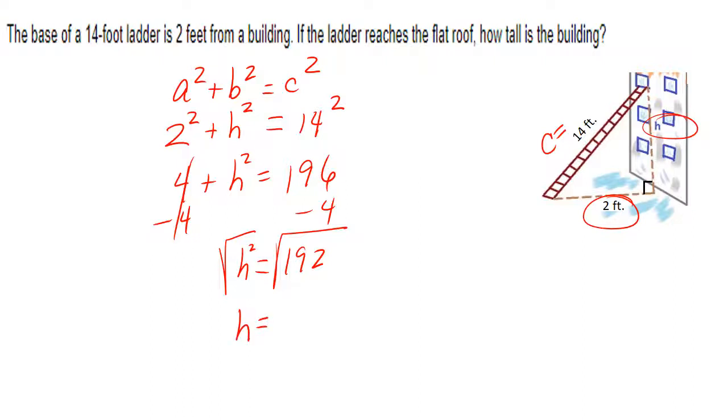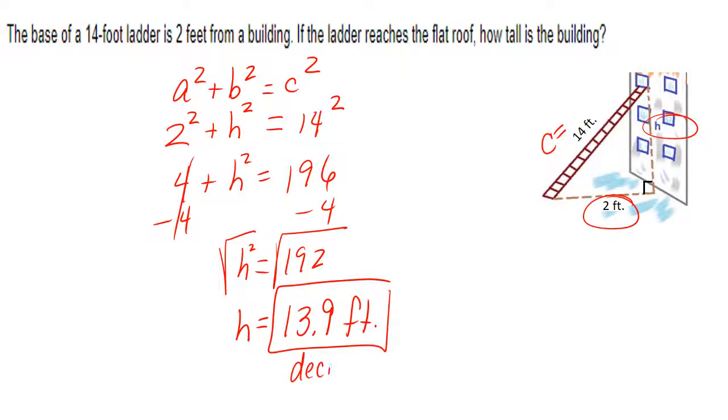I do not have to include plus and minus, only the positive values, because remember, we're looking for the height here of the building. It can only be positive. And that's approximately 13.9 feet according to my calculator. Now again, this is the decimal approximation. If you were asked for the exact answer, the radical answer, then you go back to the square root of 192 and you would simplify there.